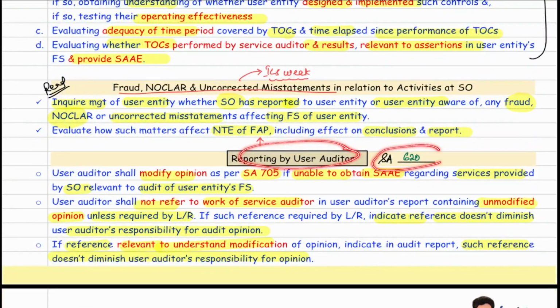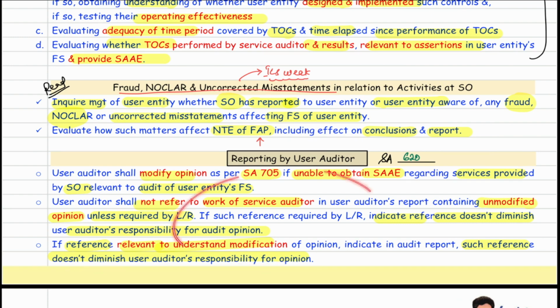This is similar to SA 620. Modify the opinion if you don't get sufficient and appropriate evidence about the services provided by the service organization. Don't refer to the work of the service auditor in case of an unmodified opinion unless required by law or regulation. Even if it is required, give a reference that it does not diminish your responsibility for the opinion. You are still responsible. If the reference is relevant to understand the modification of opinion, then you can refer. But again, it does not diminish your responsibility for the opinion.